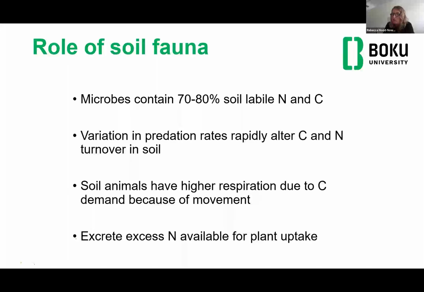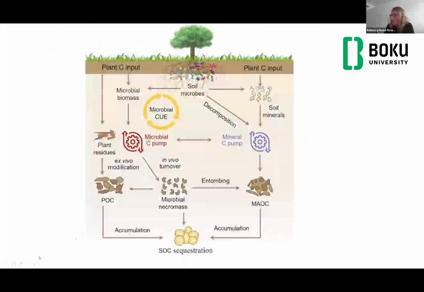We have variations in predation rate, rapidly altering this C to N turnover, because of the respiration of CO2. It's very quickly lost, and we get this excretion of nitrogen in motile organisms. As I say, the soil animals have a higher respiration due to carbon demand and because of the movement, and therefore they excrete the excess available plant N, which is available for plant uptake.